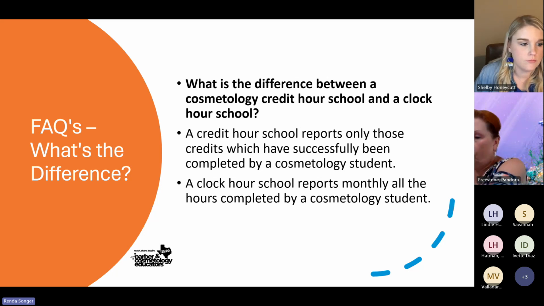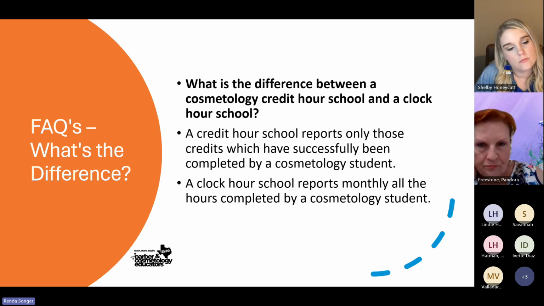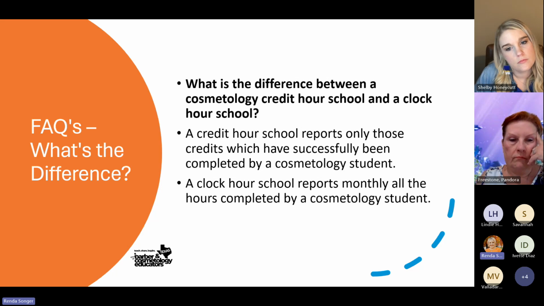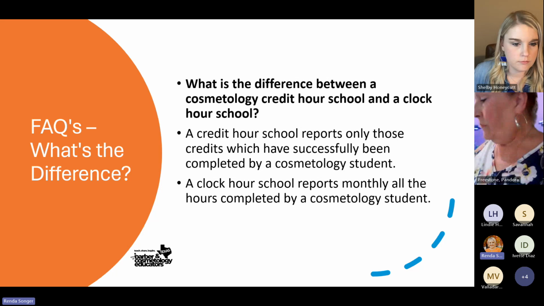So basically, the difference, if you're still on time clock, is that a credit hour school reports only those credits which have been successfully completed by a student. Clock hour schools, you report each month all of the hours that a student has completed. But with credit hour, you don't have to submit them monthly. You can submit them in a way that is organized and seems right for your program, depending on how many hours a student attends a day or a week or a month.